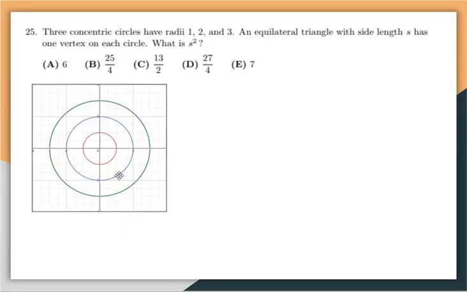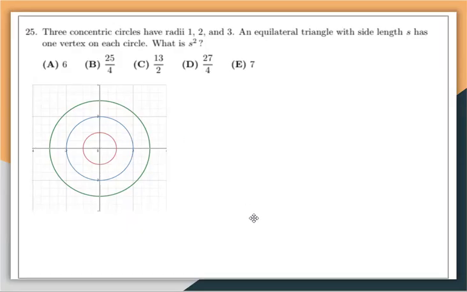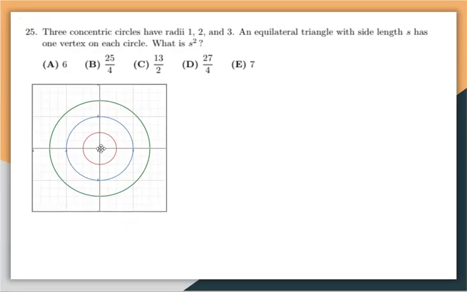Basically, I just added this drawing to the problem, so this wasn't part of the question. I draw three circles centered at the origin, and we are told there is an equilateral triangle where we can take one point on each circle to draw it. I'm going to choose one point here, and call this A, and then choose the second point somewhere.